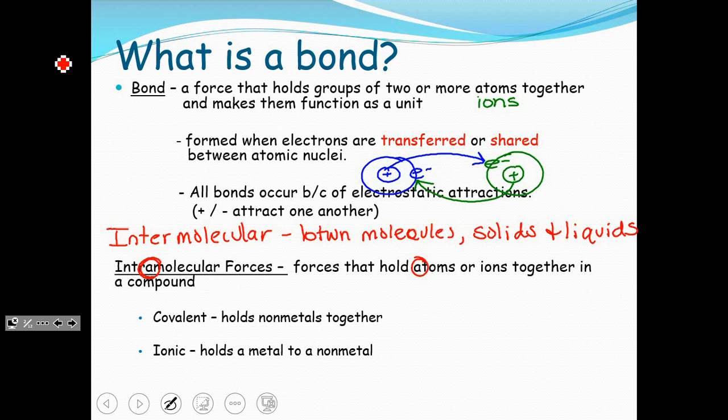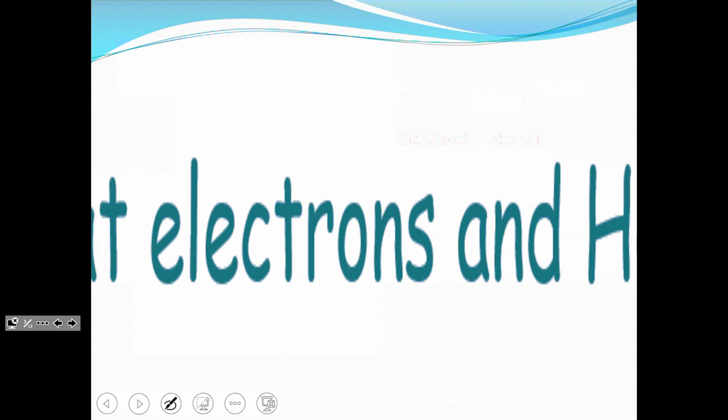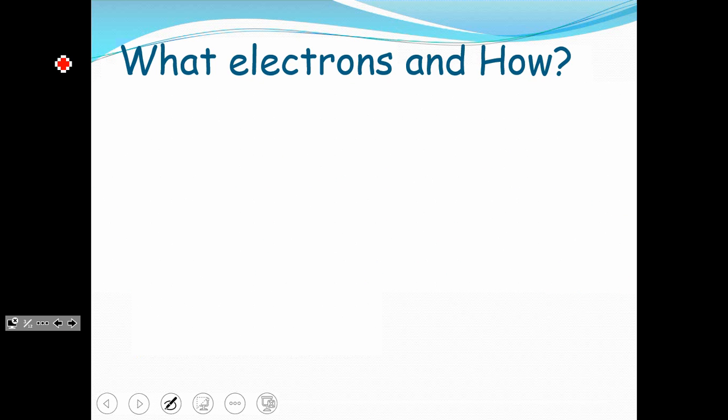Core electrons or valence electrons? Valence electrons, because remember, that's why we did the whole Lewis dot diagram, because that showed us what our valence electrons were, because that was going to tell which ones could be used for bonding. So what electrons and how are we going to make this work? The valence electrons are used for bonding.